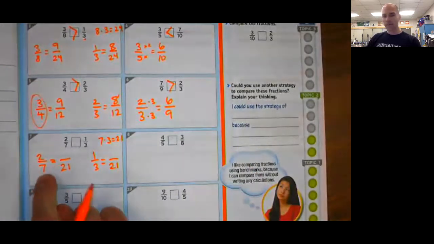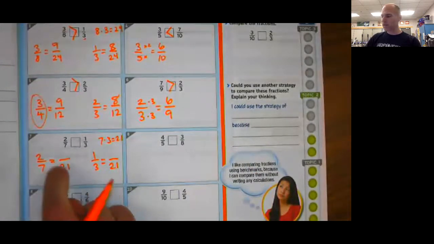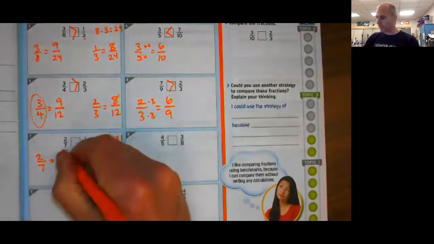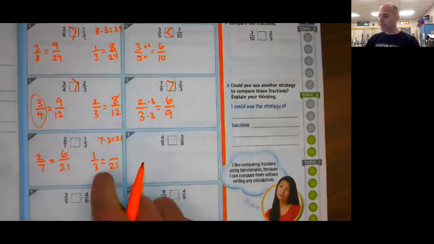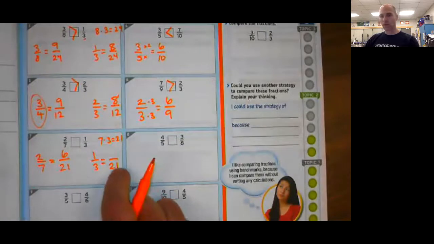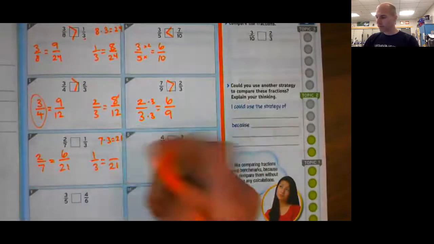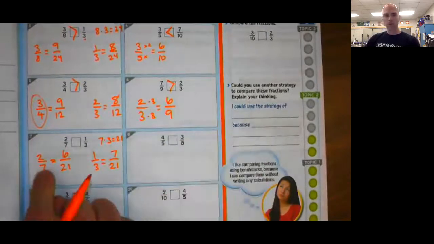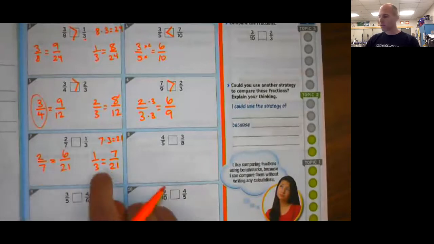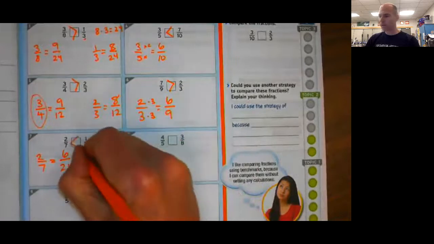3 times 7 gets me 21. So 3 times 2 is 6. And 7 times this 3 gets me 21. So 7 times 1 is 7. So this one was worth 6 over 21. This one was worth 7 over 21. So this one's bigger. The 1/3 is bigger. There we go.